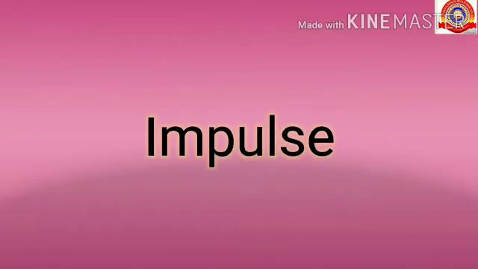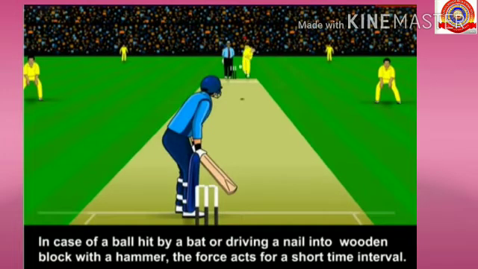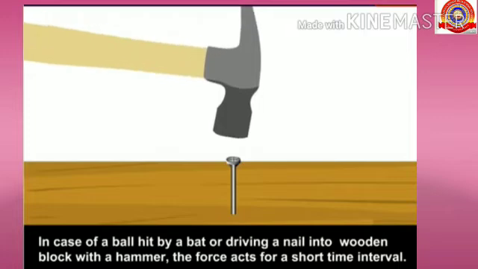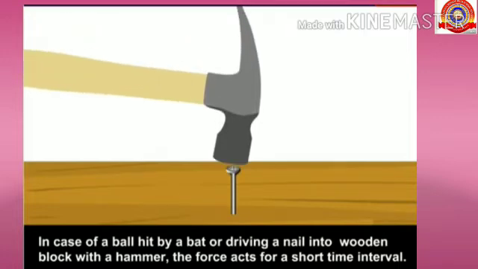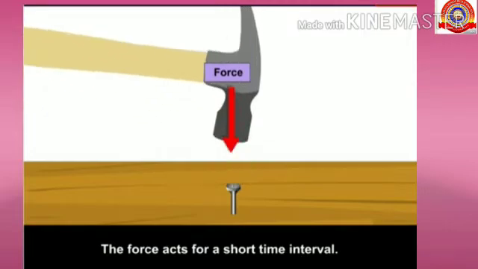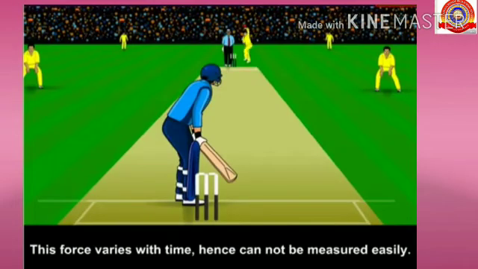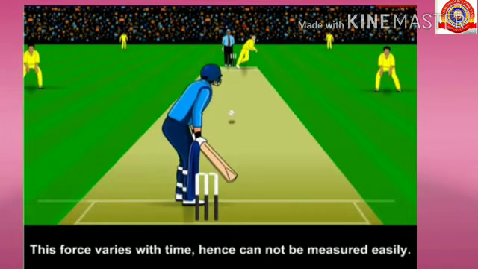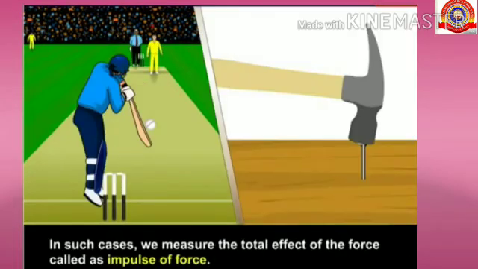Next one is the impulse, or impulse of force. So, what is impulse? In case of a ball hit by a bat or driving a nail into a wooden block with a hammer, the force acts for a short time interval. This force varies with time, hence cannot be measured easily.